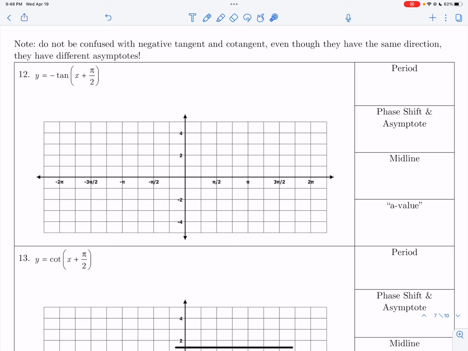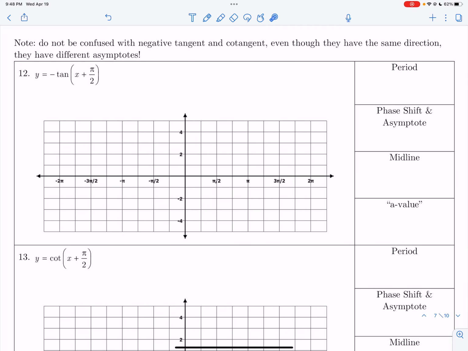But first, let's do a little review on negative tangent, and then how does that compare to positive cotangent. We did a very similar problem on the tangent video where it was just tangent, but now this one is negative tangent. My period is pi over b, or pi over 1. I have a phase shift of minus pi over 2. Now, because this is a tangent, my asymptotes are in the form of pi over 2b or pi over 2, which means that my asymptotes here are at 0. And then I'm going to go every pi.